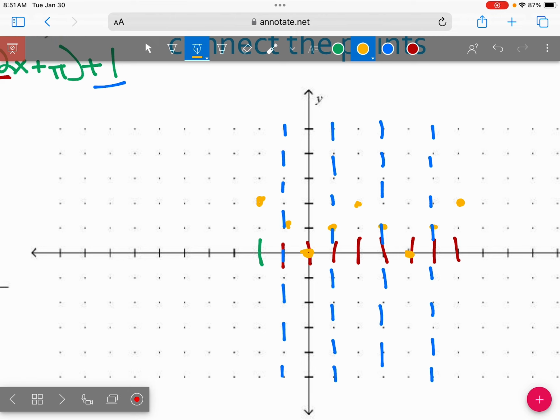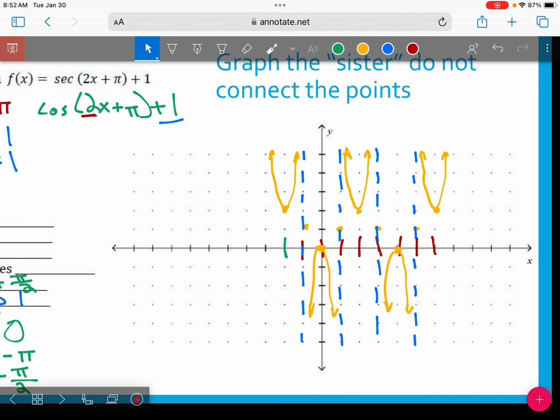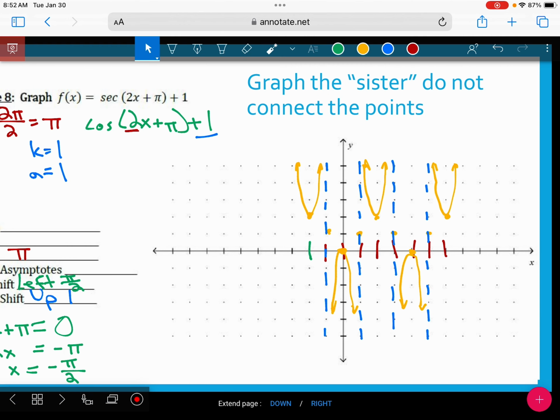From there, we follow the same pattern. The top points open up, the bottom points open down. And they're a little skinnier this time. Make sure they both stay inside their asymptotes. And there it is. Based off of plotting the points of cosine and then knowing the pattern of secant, we were able to graph this secant function.